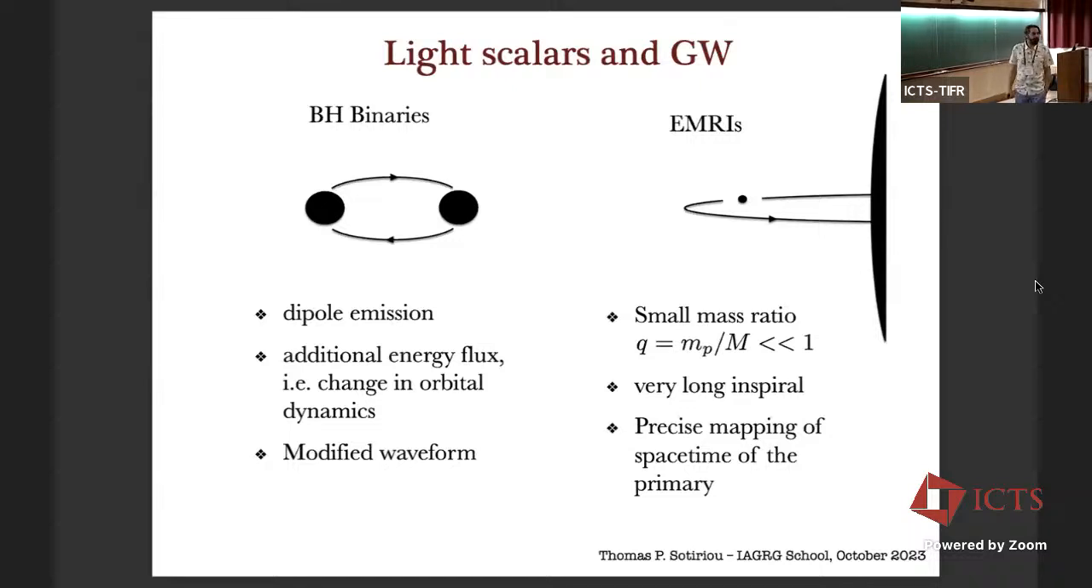But I mean, you don't only have comparable mass binaries. You could have binaries which have very high degrees of asymmetry, and if you push that to the extreme, you go to what we call extreme mass ratio inspirals, where you have a very small object orbiting around a very large black hole. So these will be typical sources of LISA. You have a few solar mass object, a black hole or a neutron star.